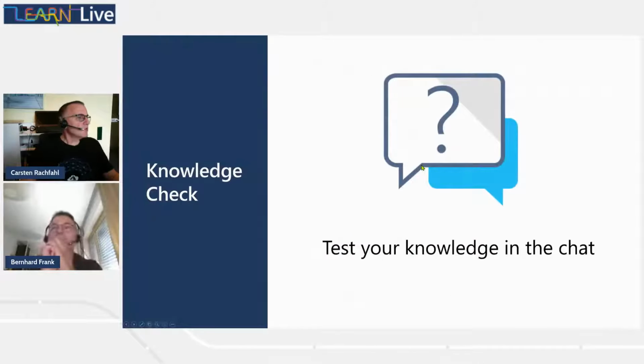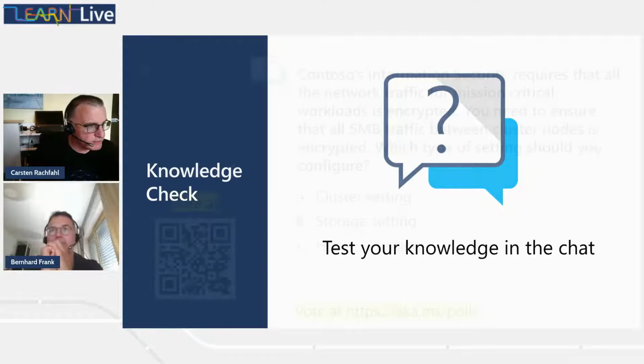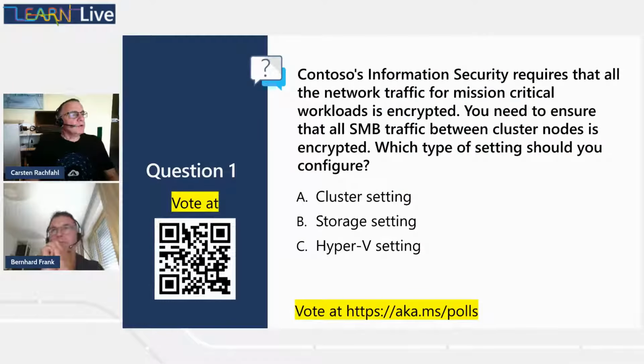Let's go to the knowledge check. We talked about some here, so let's first talk about the scenario. Contoso information security requires that all the network traffic for mission critical workloads is encrypted. You need to ensure that all SMB traffic between cluster nodes is encrypted. Which type of setting should you configure?